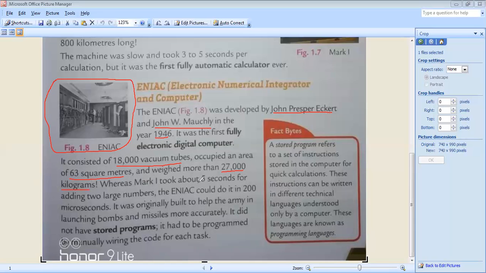Whereas Mark 1 took about 5 seconds for adding two numbers, the ENIAC could do it in 200 microseconds. So it was much faster than Mark 1. It was originally built to help the army in launching bombs and missiles more accurately. It did not have stored programs, and it had to be programmed by manually wiring the code for each task. You have to set the wires. So this was ENIAC.